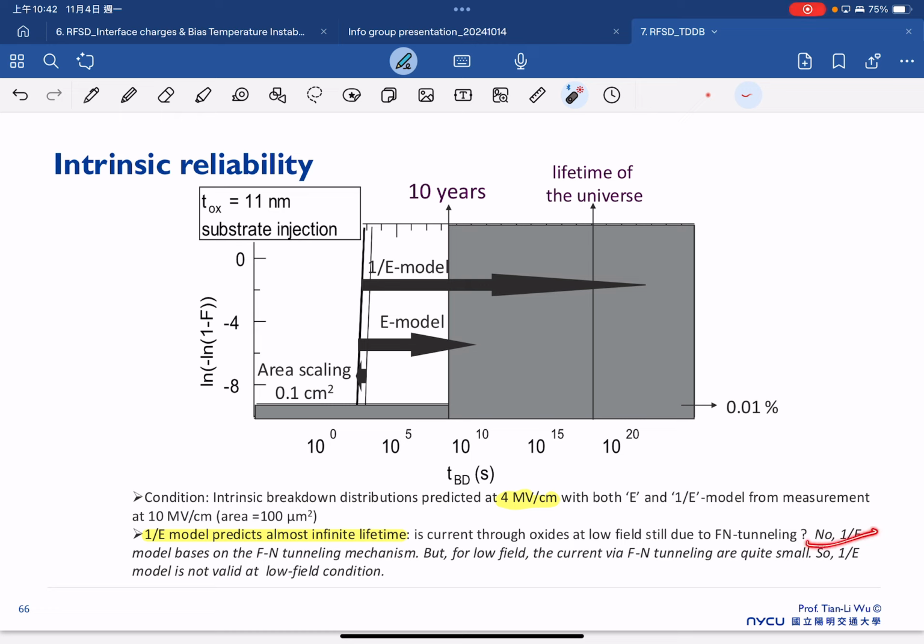Because the 1/E model is based on the FN tunneling mechanism, but this is an 11 nanometer oxide. So at this moment, 4 megavolt is a low field, so FN tunneling is small. That means this prediction is not valid.